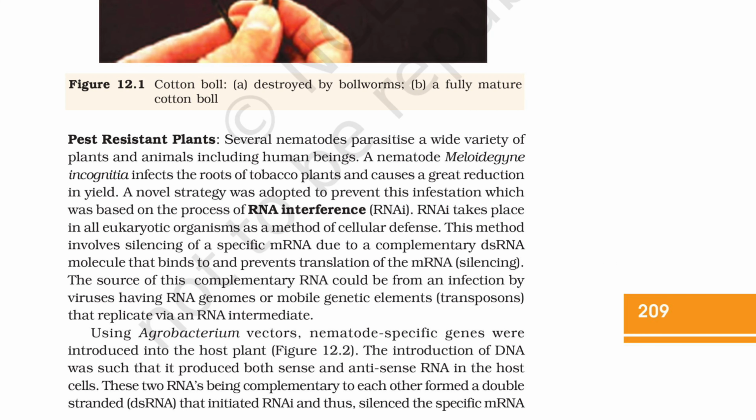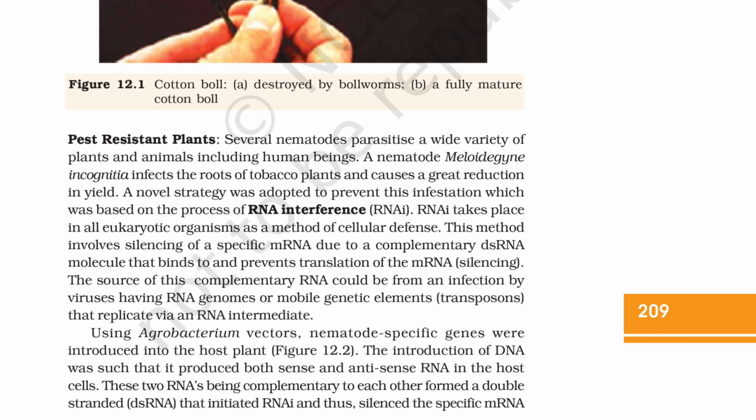Pest-resistant plants. Several nematodes parasitize a wide variety of plants and animals including human beings. A nematode Meloidogyne incognita infects the roots of tobacco plants and causes a great reduction in yield. A novel strategy was adopted to prevent this infestation, which was based on the process of RNA interference, RNAi. RNAi takes place in all eukaryotic organisms as a method of cellular defense. This method involves silencing of a specific mRNA due to a complementary double-stranded RNA molecule that binds to and prevents translation of the mRNA, silencing.